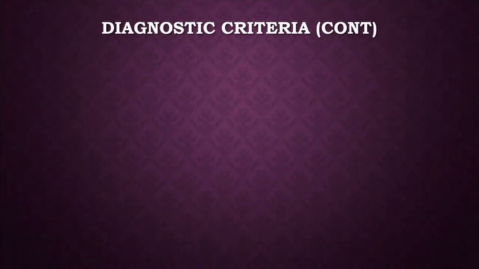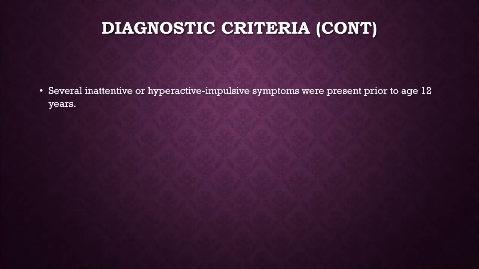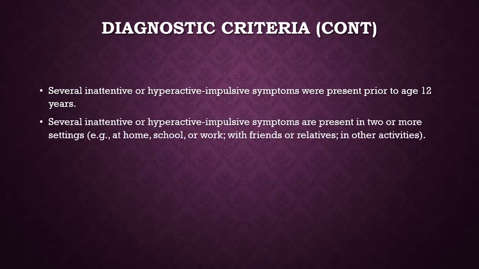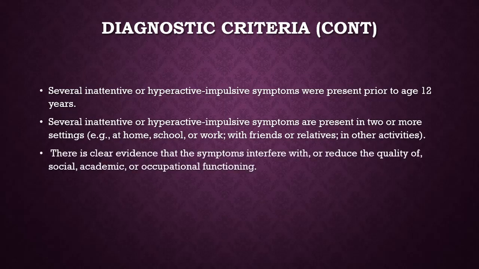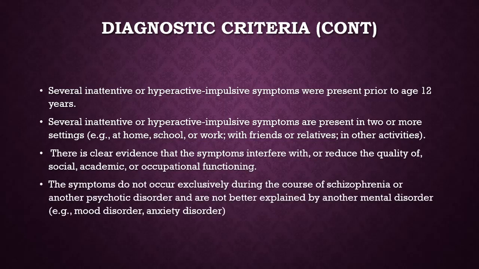The rest of the diagnostic criteria are as follows. Several inattentive or hyperactive impulsive symptoms were present prior to the age of 12 years old. Several inattentive or hyperactive impulsive symptoms are present in 2 or more settings. There is clear evidence that symptoms interfere with or reduce the quality of social, academic, or occupational functioning. The symptoms do not occur exclusively during the course of schizophrenia or another psychotic disorder and are not better explained by other mental disorders.